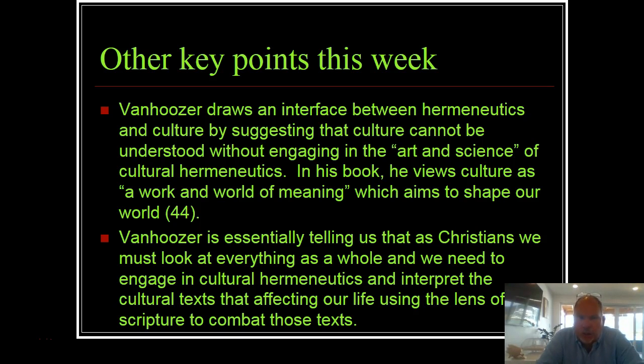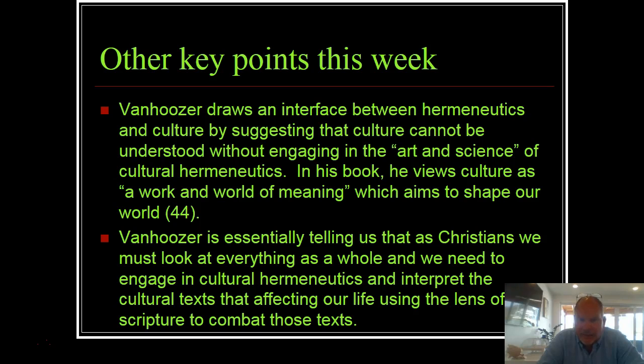Next, Van Hooser draws an interface between hermeneutics and culture by suggesting that culture cannot be understood without engaging in the art and science of cultural hermeneutics, which he talks about. In his book, he views culture as a work and word of meaning which aims to shape our world, and that's on page 44. And there is an example of how you can bring a discussion and summary of Van Hooser to bear on your papers, or in this case, post.